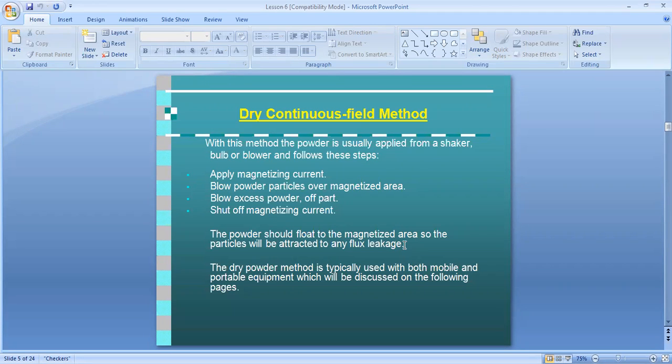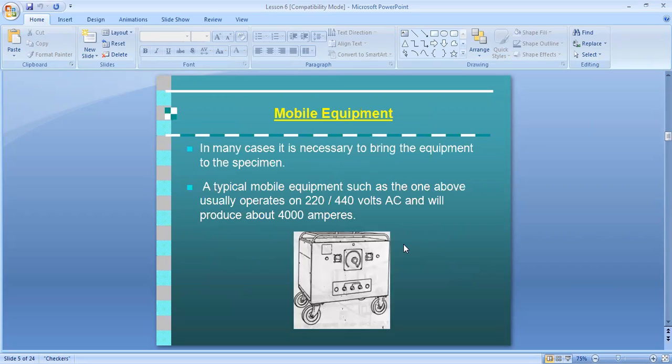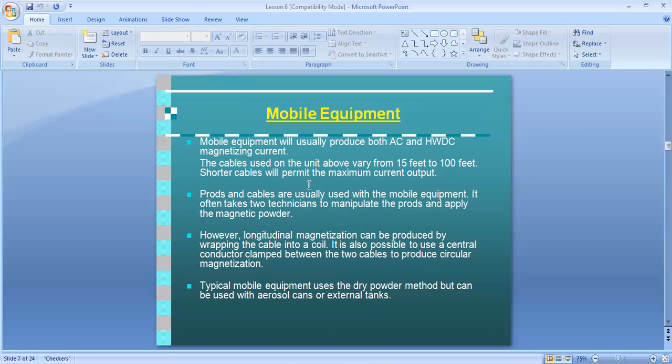Dry powder method is typically used with both mobile and portable equipment, which will be discussed on the following pages. So in many cases, it is necessary to bring the equipment to the specimen. Typically, mobile equipment such as the one above usually operates on 220. Okay, that is the voltage range, and the mobile equipment will produce current up to 400 amperes. So the mobile equipment usually produces both AC and HWDC magnetizing current. So in magnetic particle testing, basically we are using these two types of current. We are not using DC current.